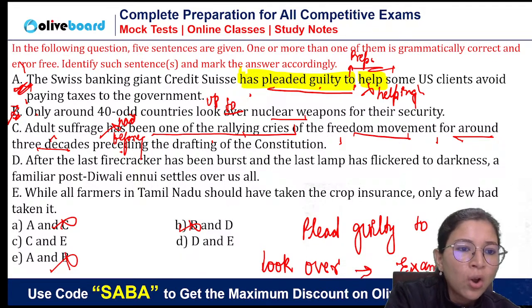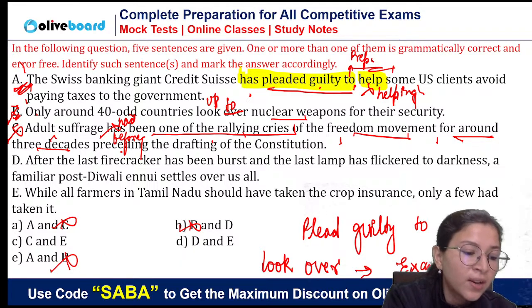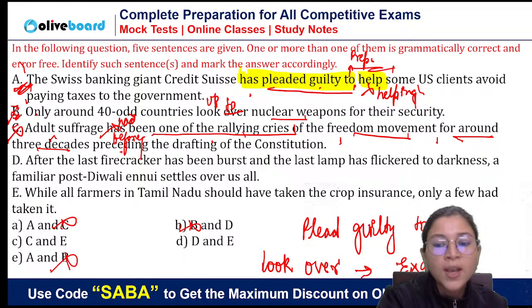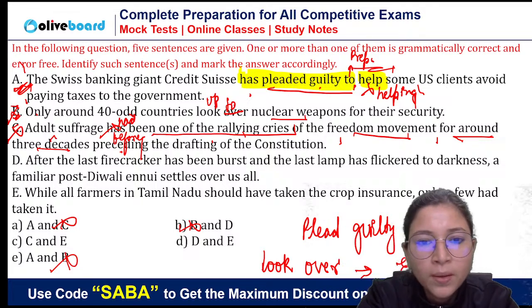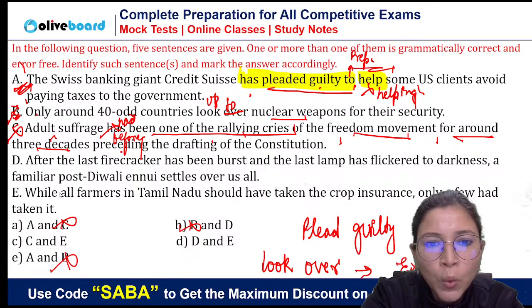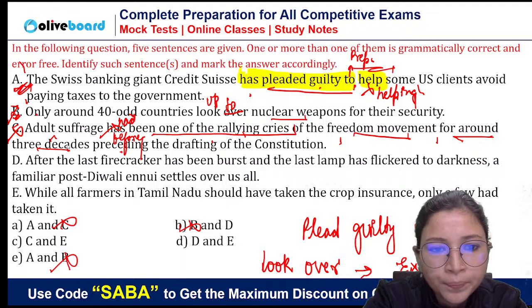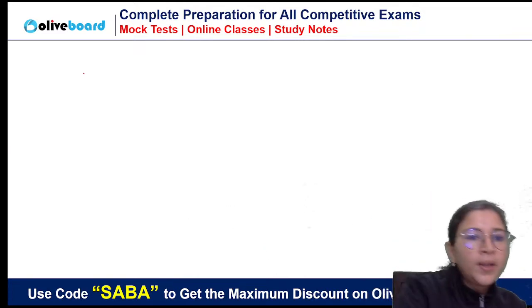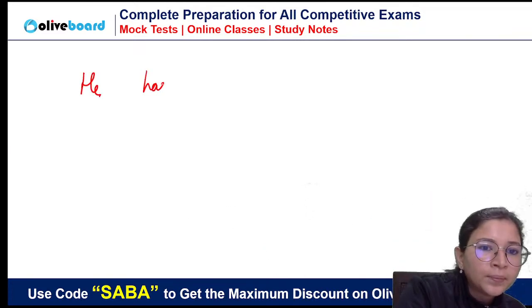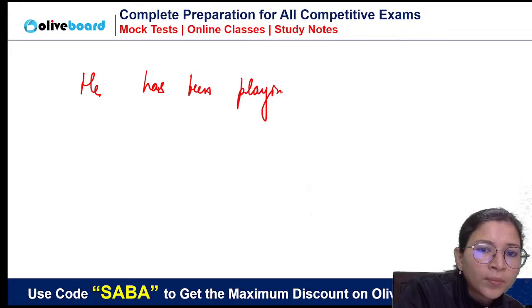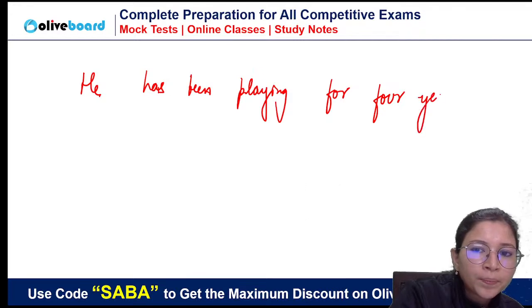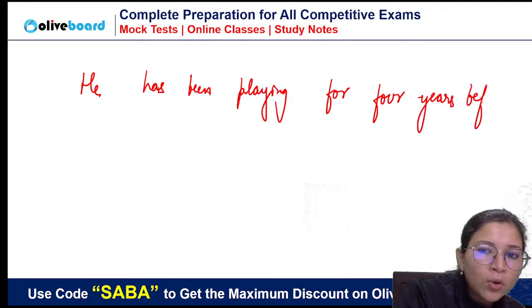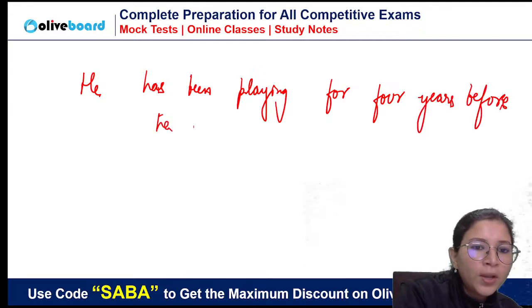It is also wrong, guys. Grammatical error, tense based error you have. It's a very good question. For example, see these cases: he has been playing for 4 years before he got injured.